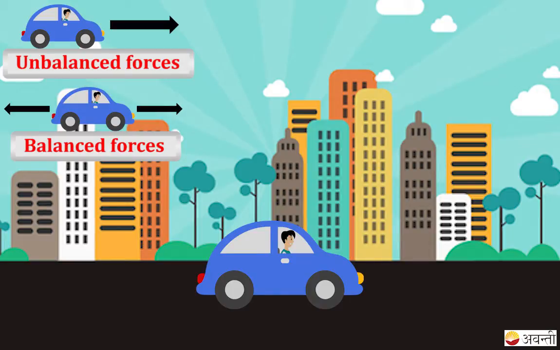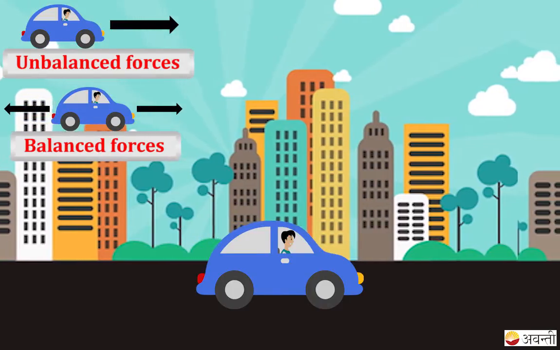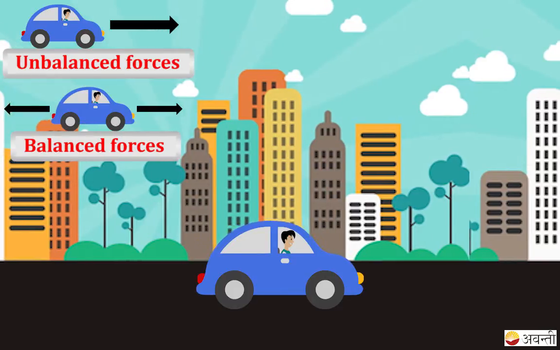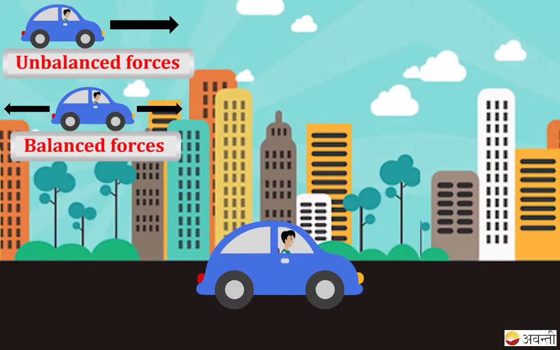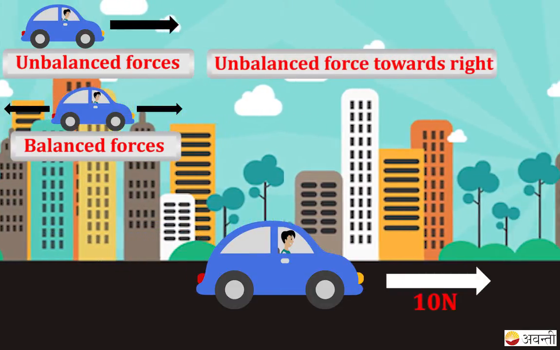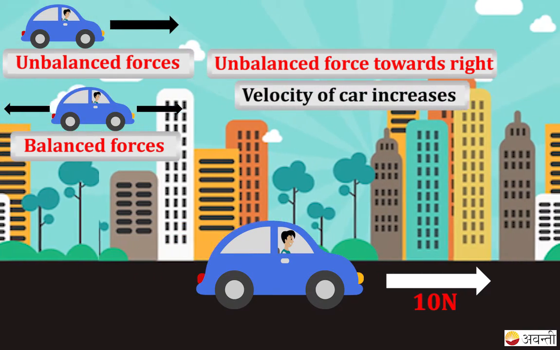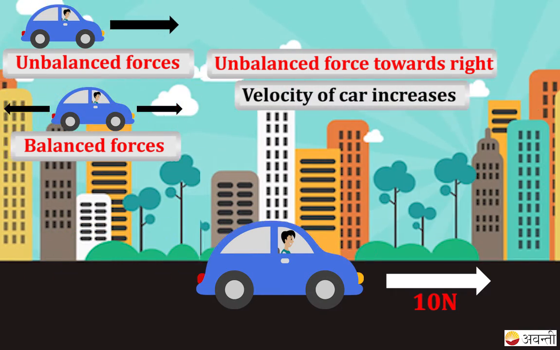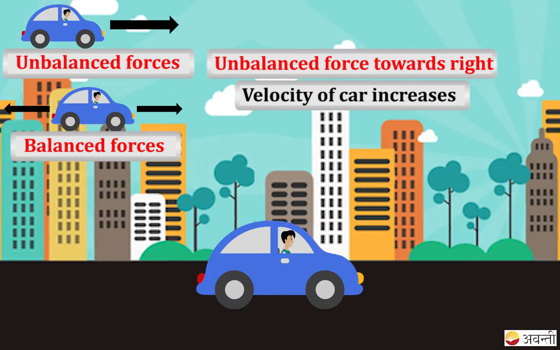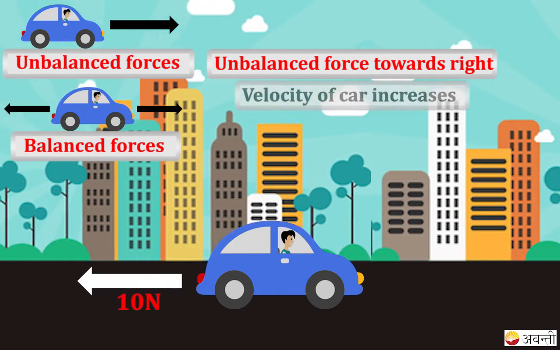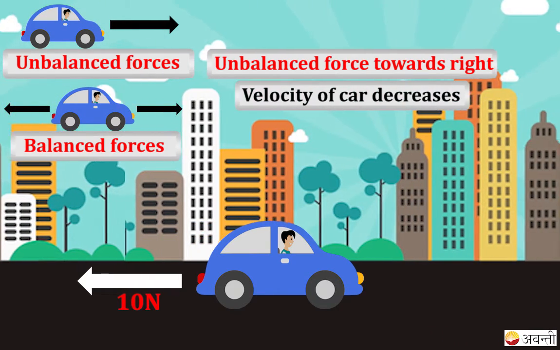Now, let's assume that the car is moving with a constant velocity, say 10 kilometers per hour. What will happen when a force is applied in the direction of motion? Well, the velocity will obviously increase. So what happens when the force acts in the direction opposite to that of motion? Well, the velocity will decrease.